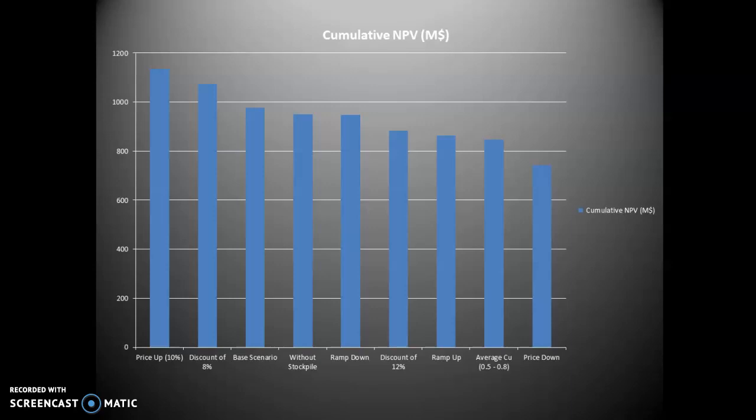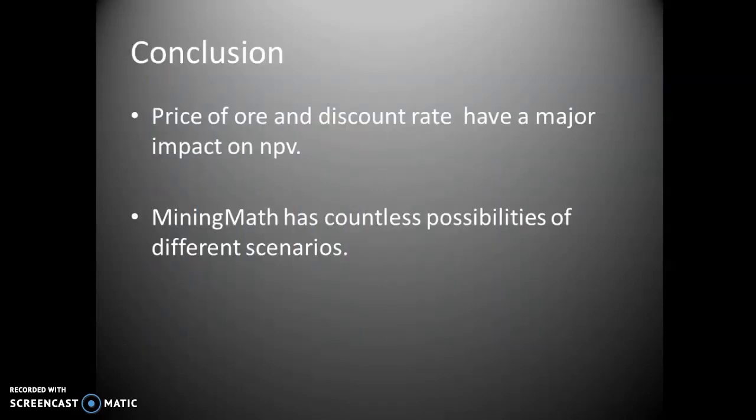Using the same parameters as before, in this chart we can see that price is the parameter that most affects maximizing or minimizing NPV. Excluding the scenario with a lower discount rate of 8%, all other scenarios tested showed NPV results lower than the base scenario. The price of ore and discount rate have a major impact on NPV.